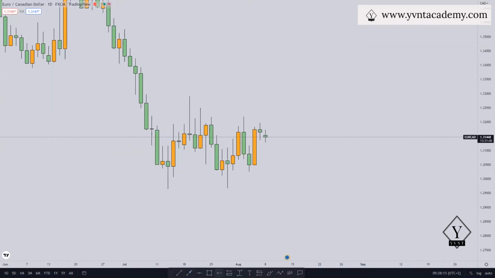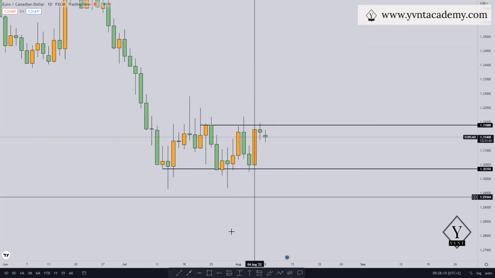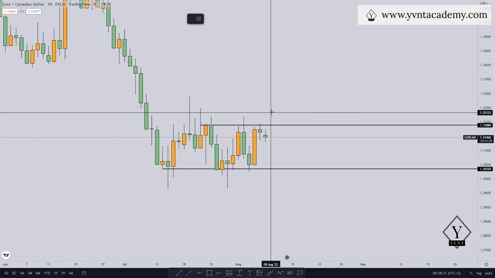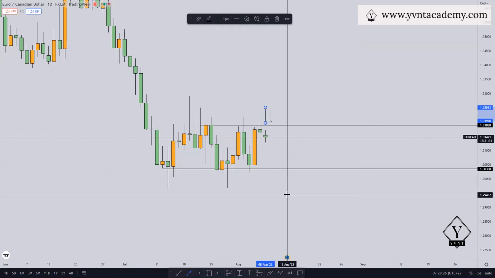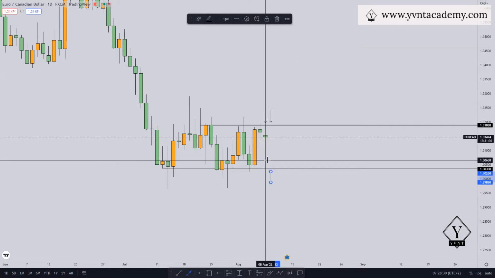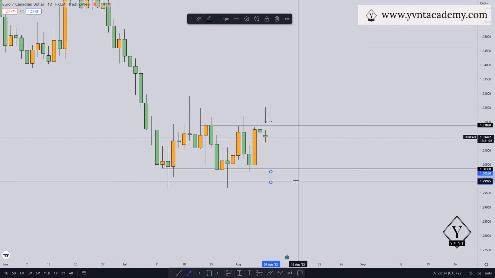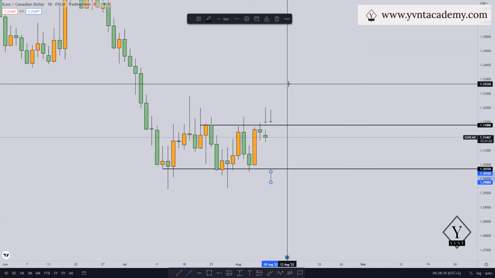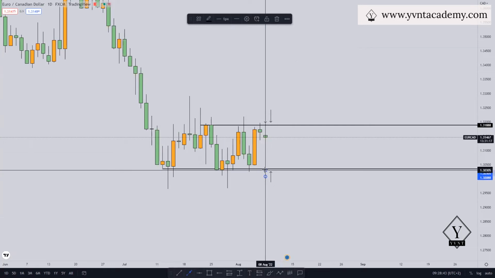EURCAD, looking at EURCAD, it's also in a range where, if you're currently looking to take sells, you came at the right time. While price is still floating around here, you can take sells with your target around these areas. Please make sure that you apply your risk management, use proper lot size, and put the stop loss in the right areas. So EURCAD is easy, looking to take sells, price target here.